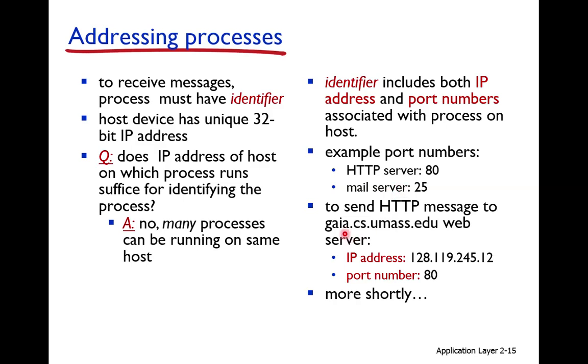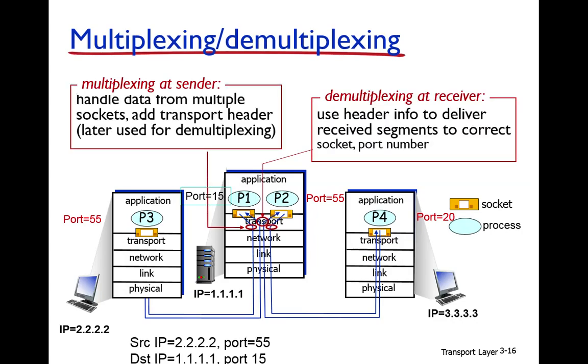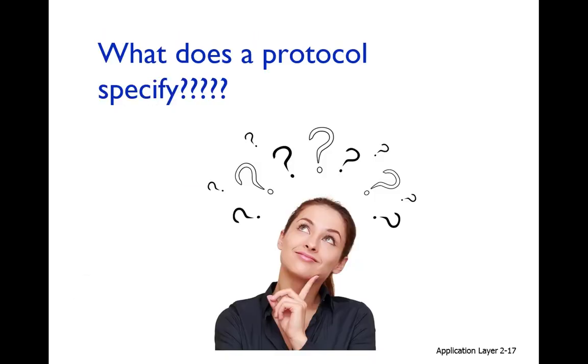So a machine or application is uniquely identified by two things: IP address and port number. So we have discussed it. So what does a protocol specify? Let me remind you.